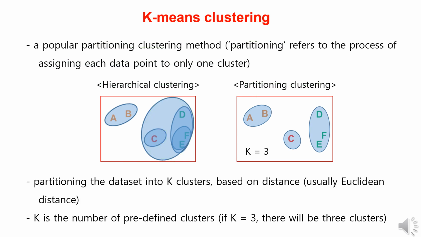K-means clustering analysis is a method that divides data into k clusters based on Euclidean distance. Here, k represents the predefined number of clusters. In hierarchical clustering, you don't need to specify the number of clusters beforehand, but in k-means, you must specify the number of clusters you want to create. If you set k to 3, for example, it will divide the data into 3 clusters.